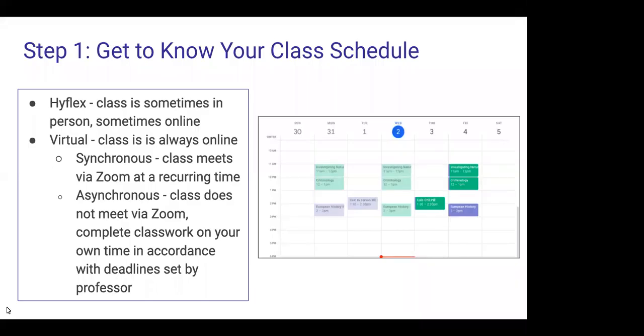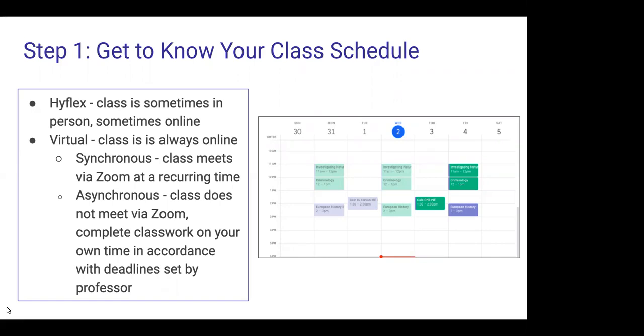So step one is just getting to know your class schedule. This year, you can take a combination of hyflex and virtual classes, and there are 3 different things to keep in mind. So the first is a hyflex class. That means it's a class that's meeting in person some of the time, and sometimes it's going to be meeting online. So you have to figure out how to manage when to be in the classroom versus when to tune into Zoom. Next, there are 2 different types of virtual classes.